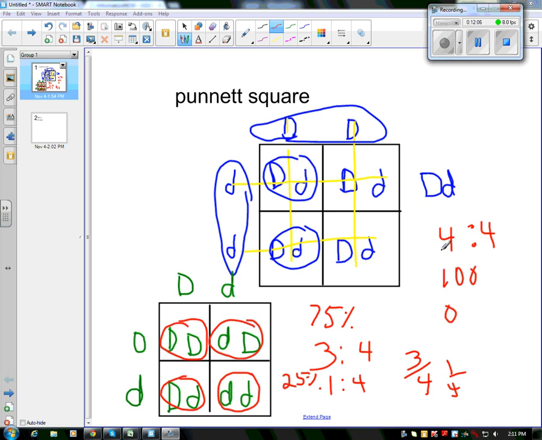Now the ratio and the probabilities are about the same, so we're probably just going to go with ratios and percentages, which is all we're really going to listen to.